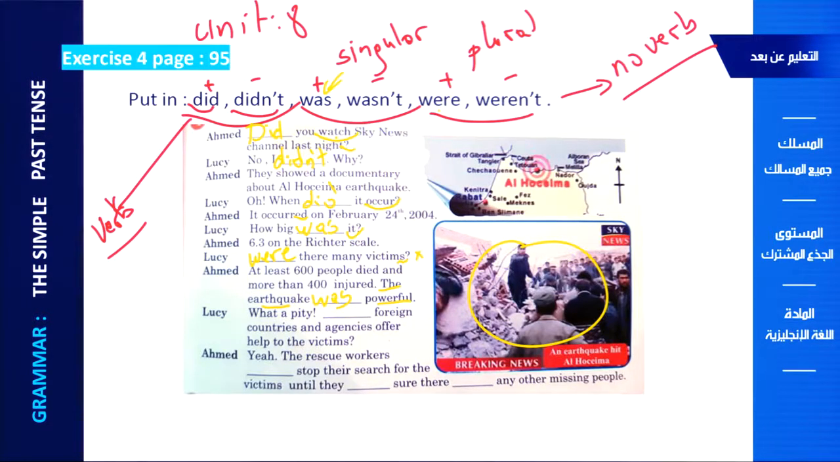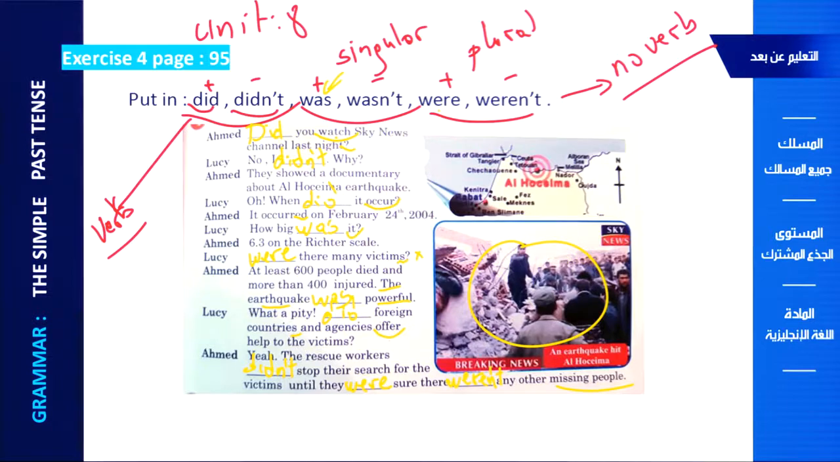What a pity. Foreign countries, plural, and agencies offer help. Offer is the verb, so we use did. What a pity, did foreign countries and agencies offer help to the victims? Yeah, the rescue workers didn't stop. We have stop, so negative. Didn't stop their search for the victims until they were sure there weren't any other missing people. Again, we don't have a verb here, so we place weren't. It's plural here.